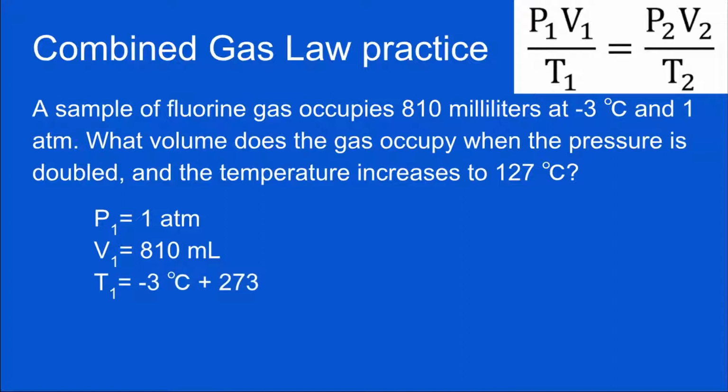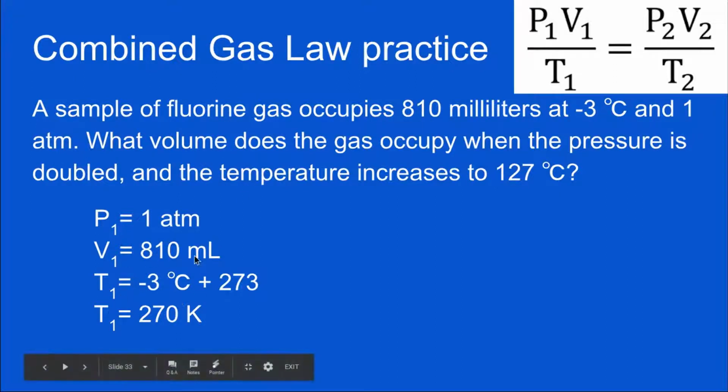Remember that I can't use the Celsius temperature, it has to be converted into Kelvin. So just add 273 to your Celsius number, and my temperature for this one is 270 Kelvin. And so this is all my first set of information. My P1, V1, and T1 are all paired together, and they will all go on the left side.